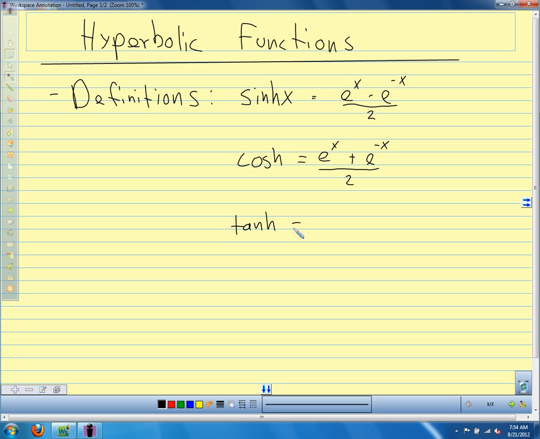Tanh is just like we'd expect. Hyperbolic sine over hyperbolic cosine. I'm not sure how to pronounce this one. Cosine.